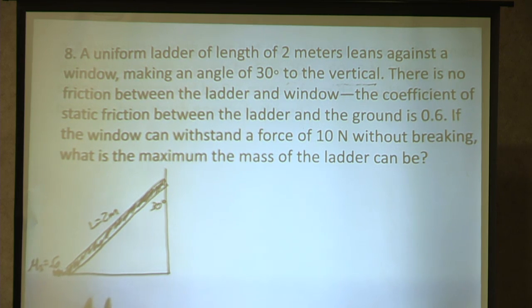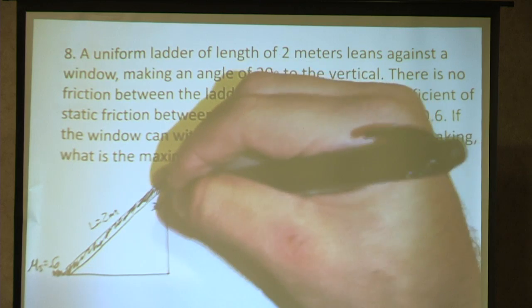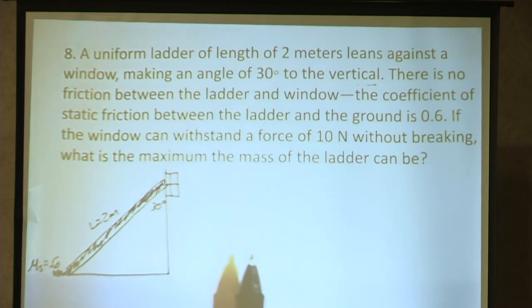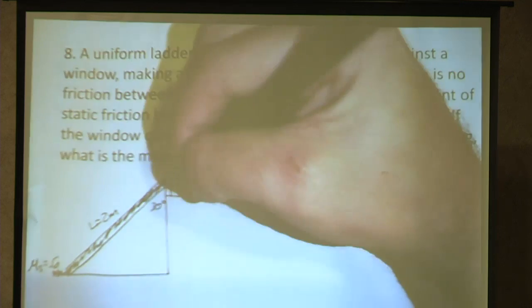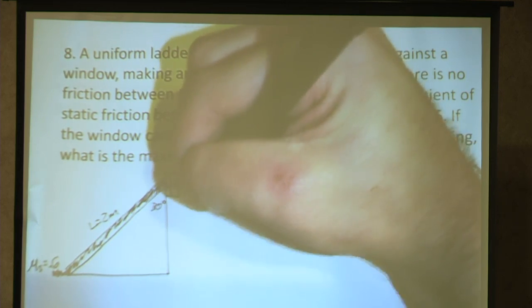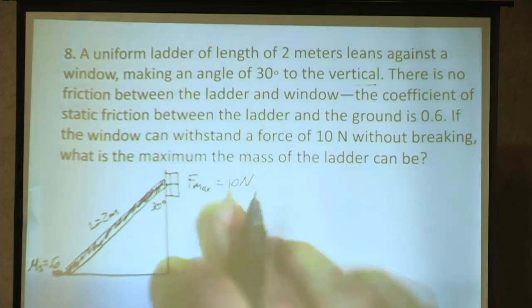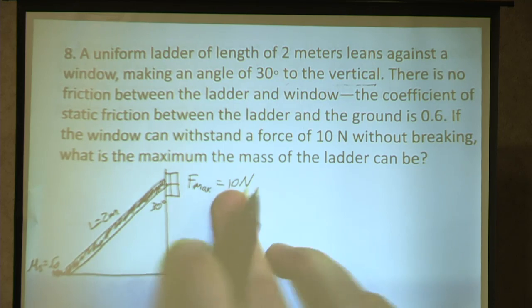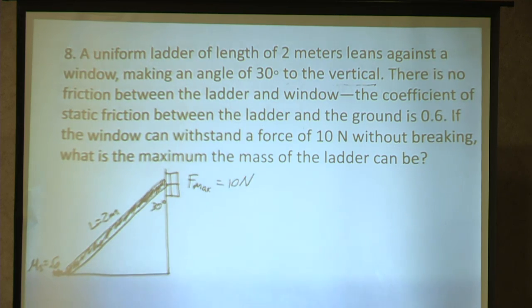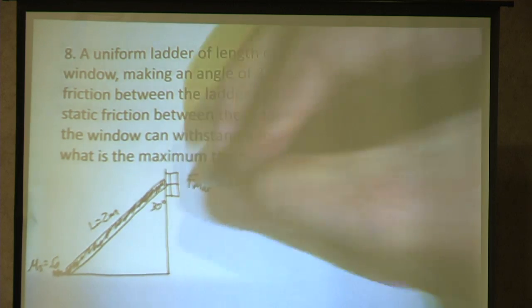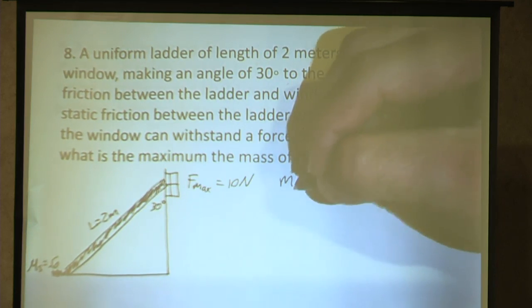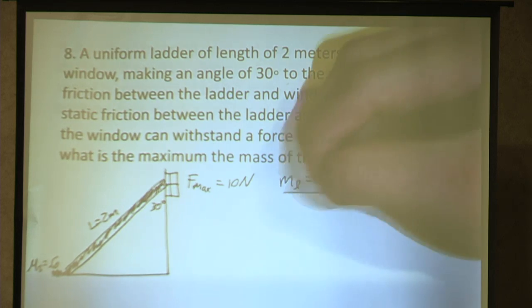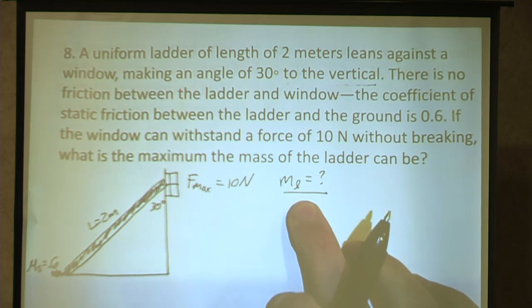The window, which is going to be up here, something like that. The window can withstand a force of 10 newtons without breaking. So I'm going to call F max to be 10 newtons. What is the maximum mass that the ladder can be? I'm going to call that ML. We don't know, and that's what we're looking for.